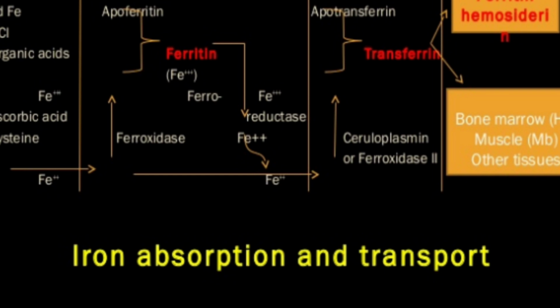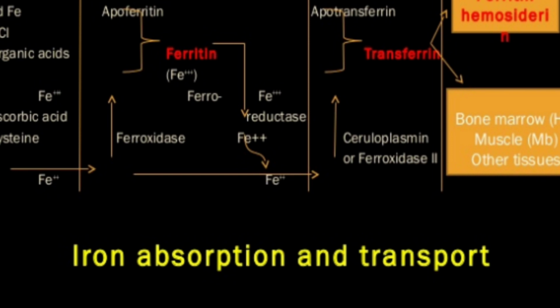So the iron Fe2+ entering the mucosal cell by absorption is oxidized to the ferric form, Fe3+. Okay. So first ferric is converted to ferrous. In the mucosal cell, ferrous is oxidized to ferric by the enzyme ferroxidase. So ferric then combines with apoprotein to form ferritin, which is a temporary storage form of iron.